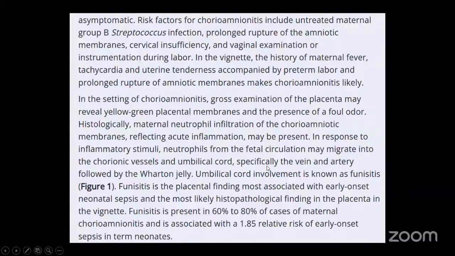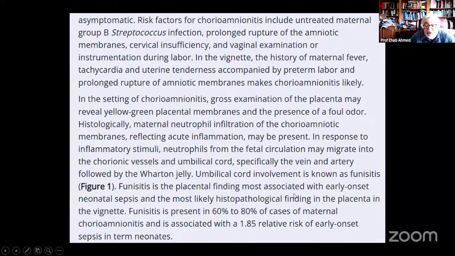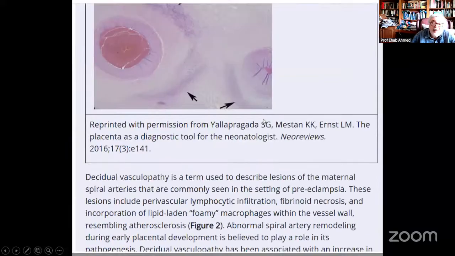Did I answer your question? Chorioamnionitis is the placental finding most associated with early onset sepsis and the most likely histopathological finding. Okay, it is a histopathology, but with the placenta, as we said, there might be yellow-green placental membranes and presence of foul odor, and then comes the histopathology.